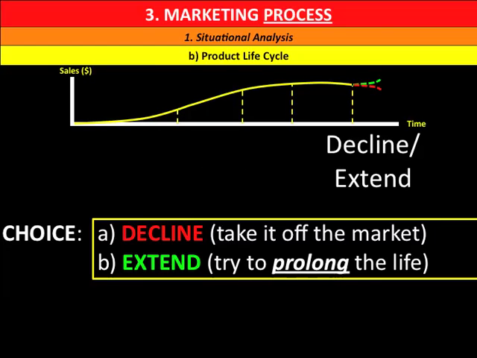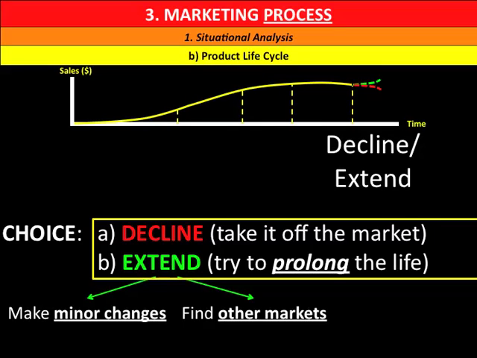They go to either the decline, so they just go, okay, we're just going to take it off the market, and hopefully replace it with something else, some other bright idea that they've had. Or you can try and prolong the life a little bit longer, and that's an extension. That's extending the product life cycle. How do you do that? Well, one way is to make some little minor changes to it. Another way might be to find other markets.